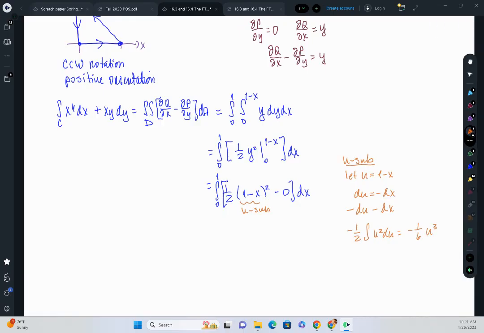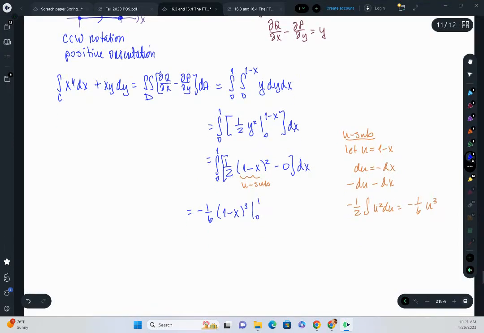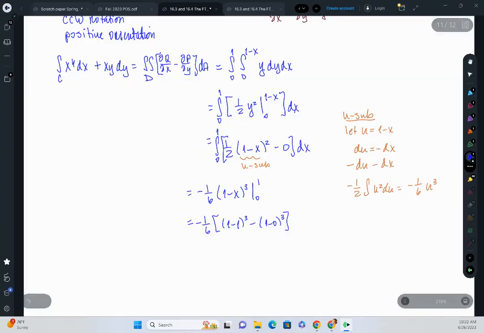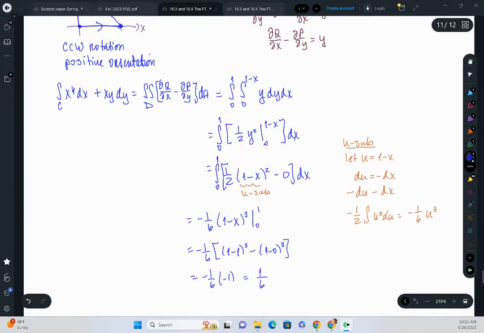All right, let's go ahead and plug that in. So this gives me a negative 1/6 times 1 minus x all cubed, evaluated from 0 to 1. I'll pull out the negative 1/6 and evaluate at 1. I get 1 minus 1 all cubed minus 1 minus 0 all cubed. So the first term goes to 0. The second term is a minus 1. So this is minus 1/6 times minus 1 for a grand total of just 1/6. All right, so that is the value of the line integral using Green's theorem.